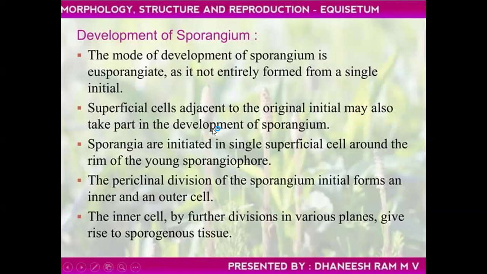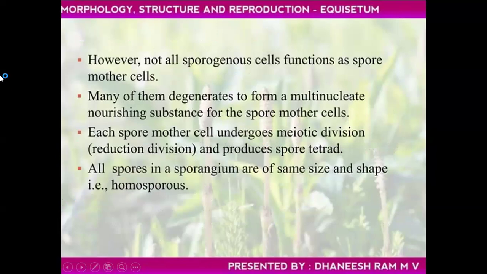Now the superficial cells, which are adjacent to the original initial, take part in the development of the sporangia. The sporangia are initiated from a single superficial cell around a ring of the young sporangiophore. Now the periclinal division of the sporangium initial forms an inner and an outer cell. The inner cell will develop into the sporogenous tissue. The sporogenous cell functions as a spore mother cell, and this spore mother cell undergoes meiotic division and results in the formation of a spore tetrad.